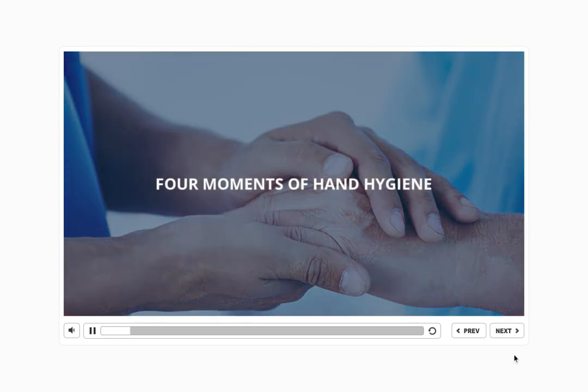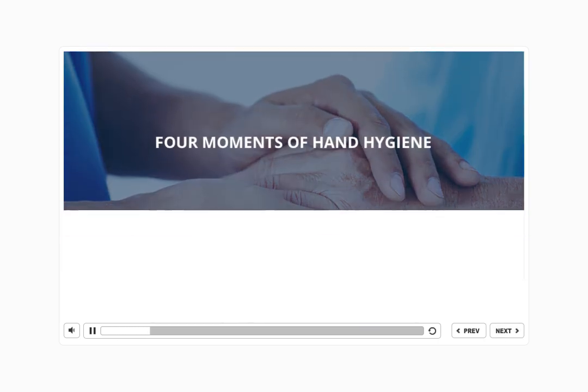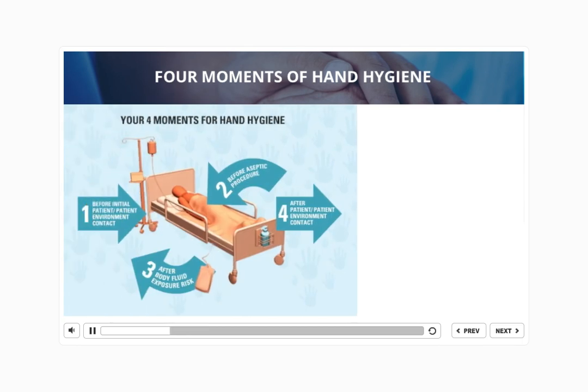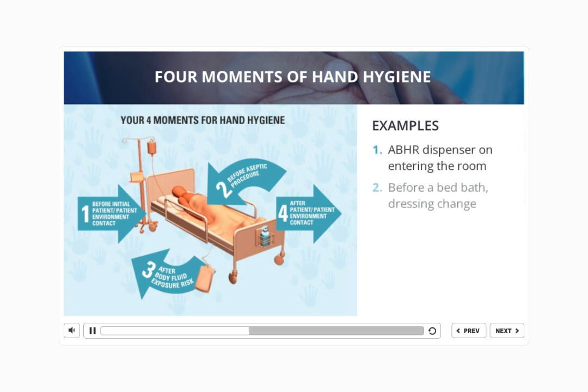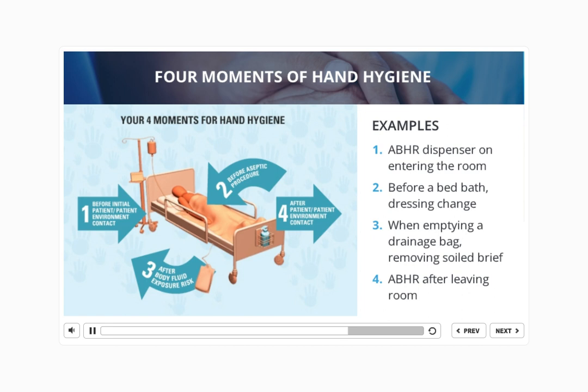Part of hand hygiene compliance is to use hand hygiene at the correct time, called the 4 moments of care. This would include using alcohol-based hand rubs, ABHR: 1. Upon entering a client room. 2. Before an aseptic procedure such as a bed bath or a dressing change. 3. After exposure to body fluids such as changing a drainage bag. And 4. When leaving a client environment. These 4 moments address both client and environment interaction.